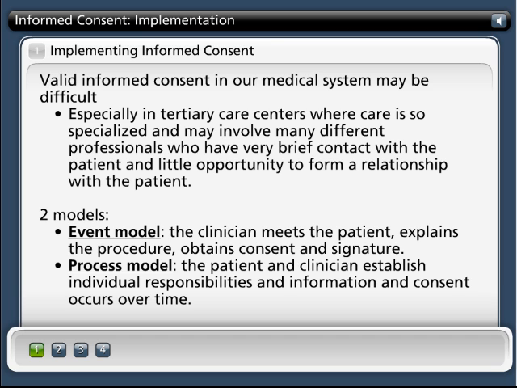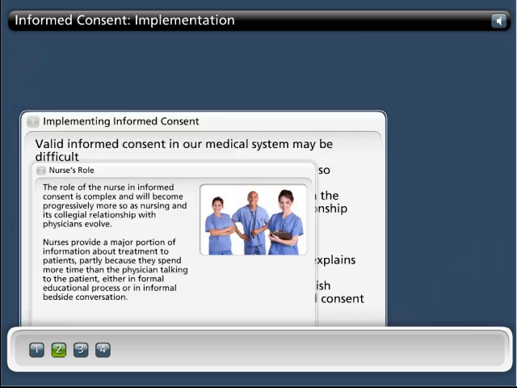There is the event model and the process model. The event model says that the clinician meets the patient, explains the procedure, obtains consent, and a signature. In the process model, there is more time for that relationship to evolve.